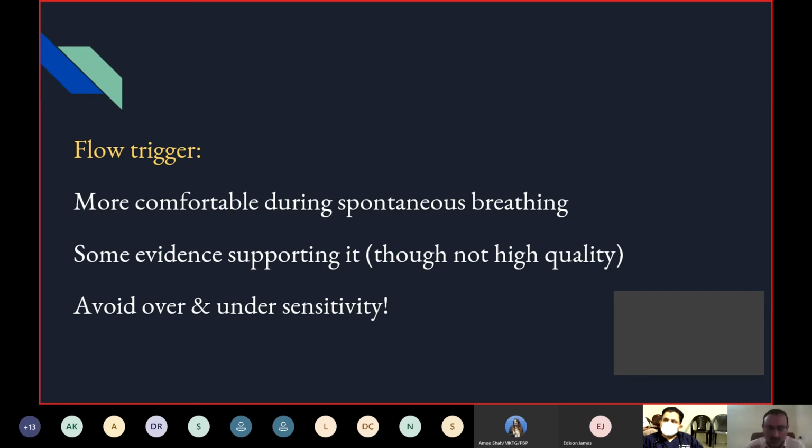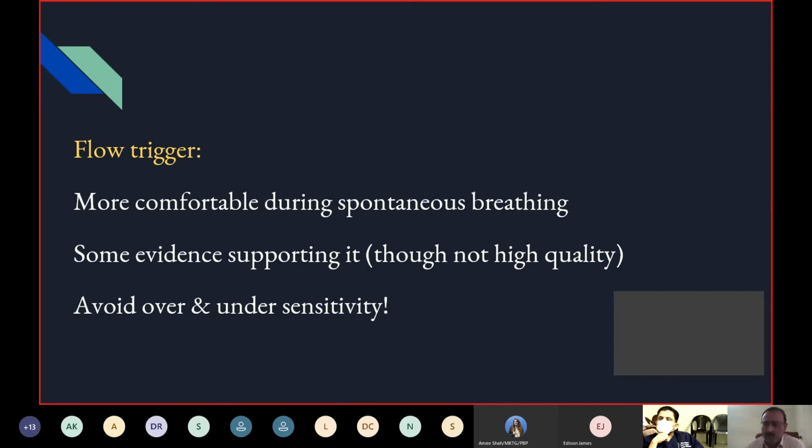So flow trigger is more comfortable during spontaneous breathing, and there is some evidence supporting it, though no high quality evidence, because it's not easy to say that just flow made a difference. It's not that easy, but in most places you will see that they recommend flow over pressure.